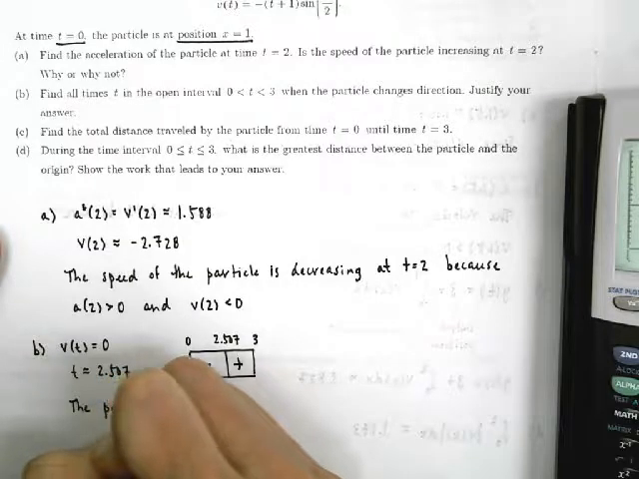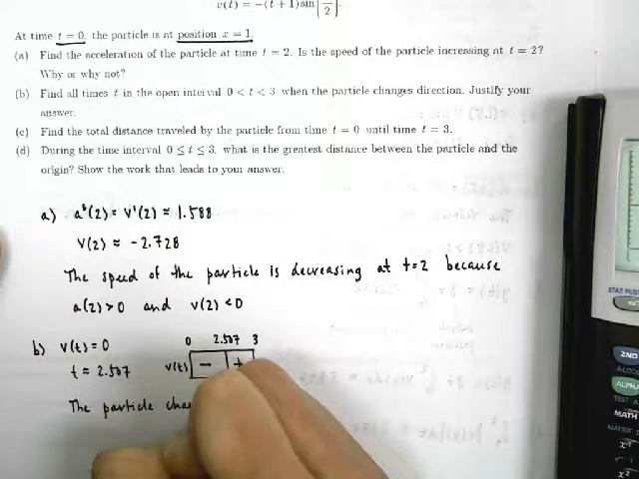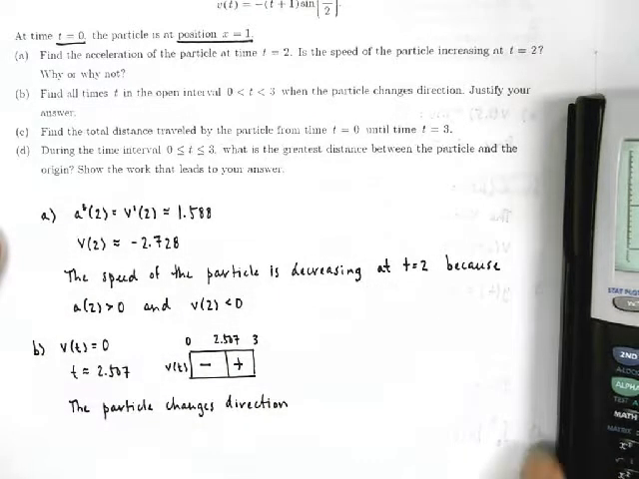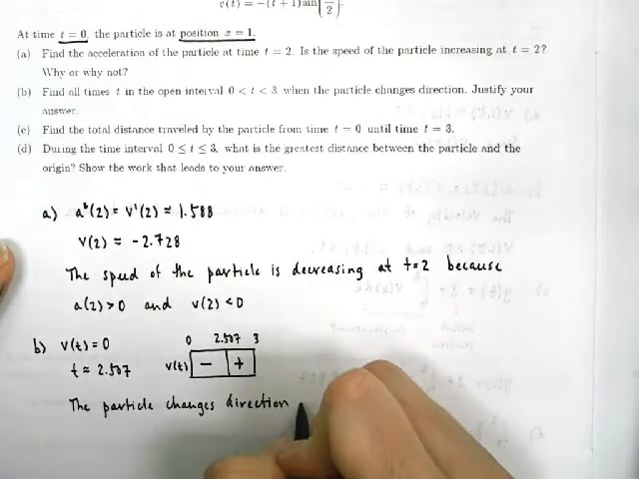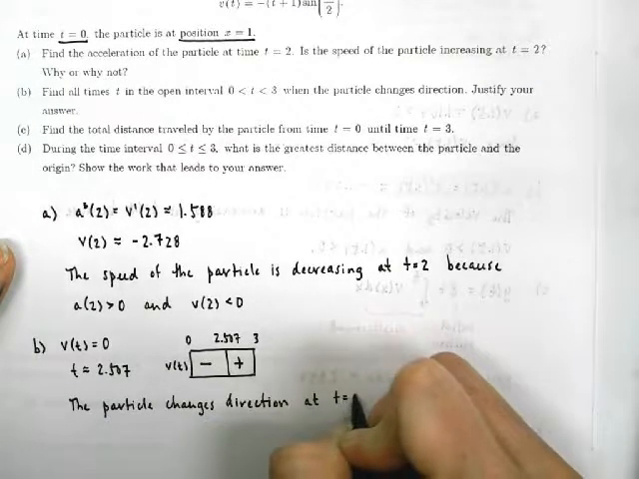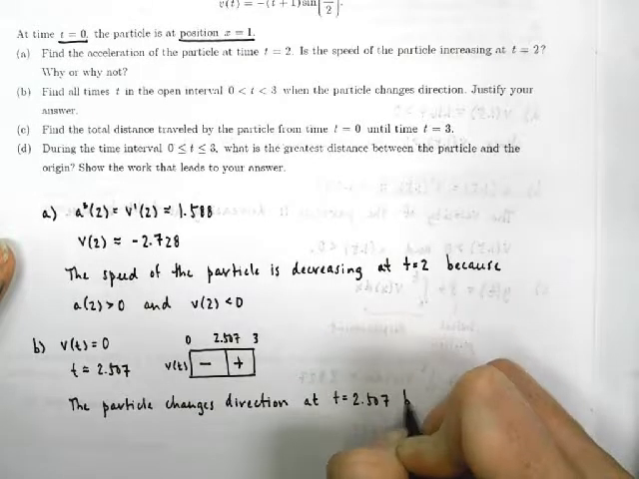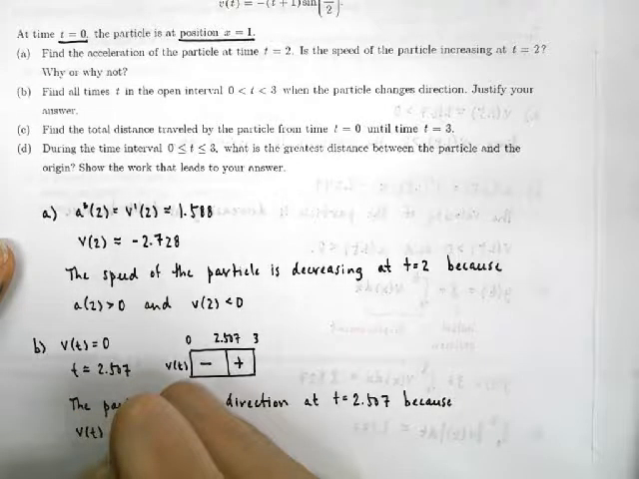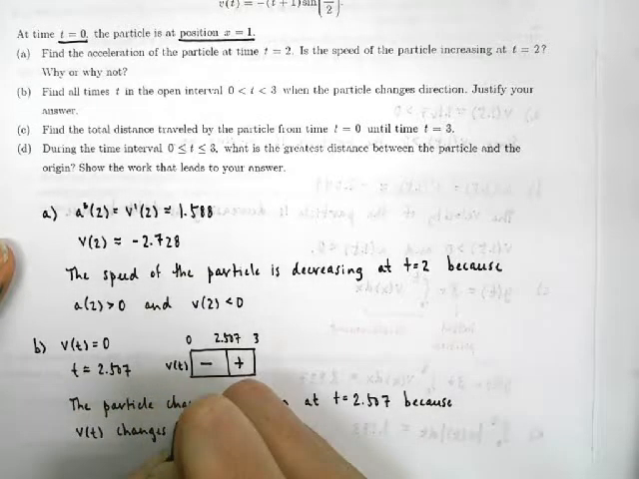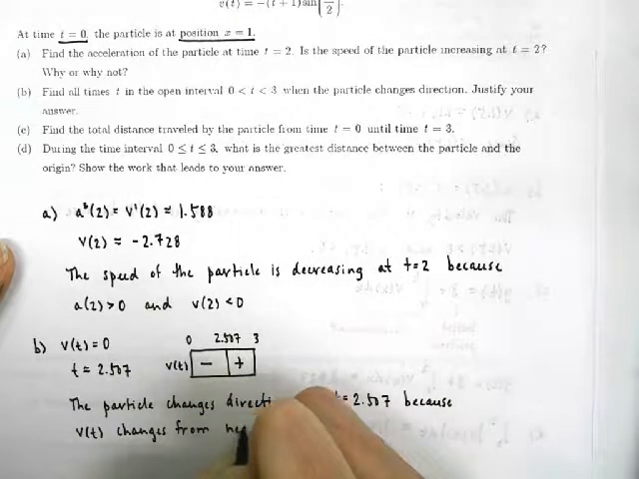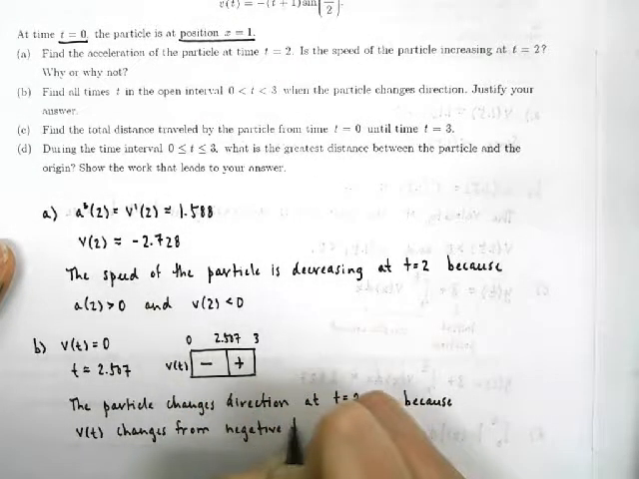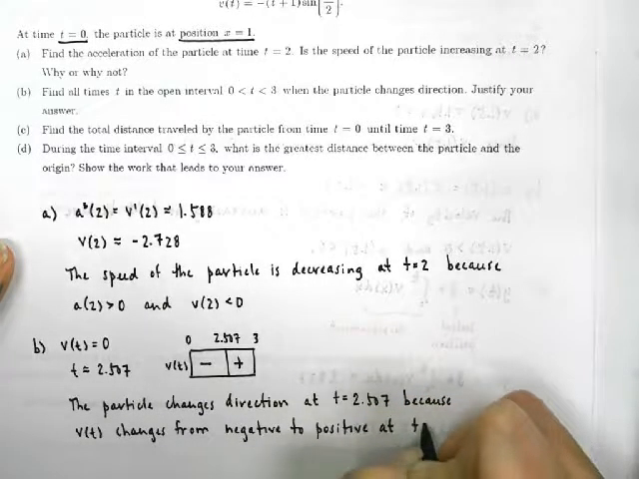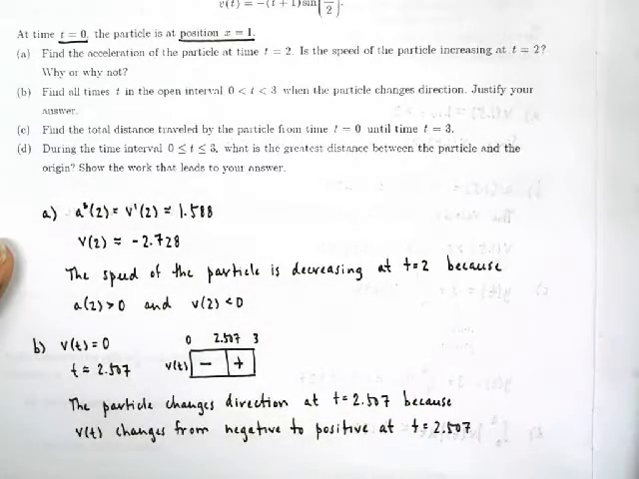So the particle changes direction. And because it says to justify, I'm writing out in words what's going on. So changes direction at time equals 2.507 because my velocity, v of t, changes from negative to positive at that time, 2.507.